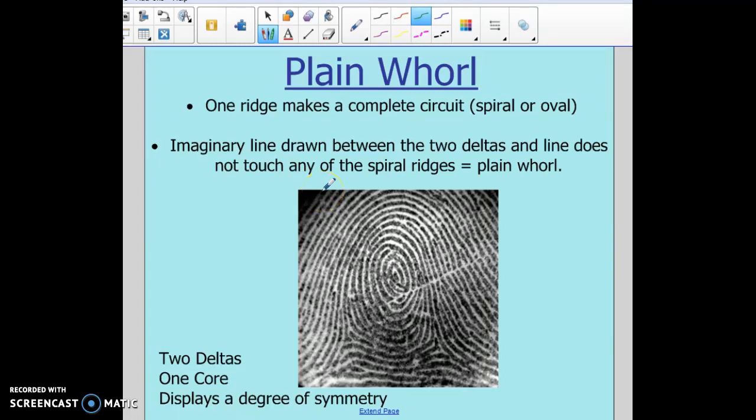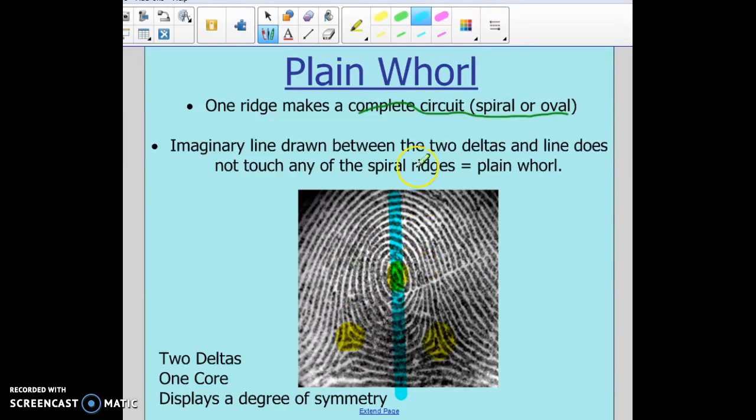You have a plain whorl as your first kind. That's where one ridge makes a complete circuit, spiral, oval. If you're looking here, this is a whorl. You've got your core right here, one of your deltas right here, and your other delta right here. If you were to draw a line right down the middle of your print, it would look very similar on both sides. It displays some degree of symmetry.